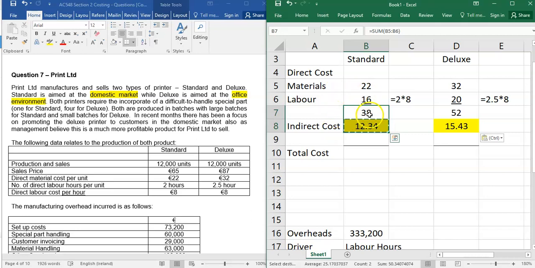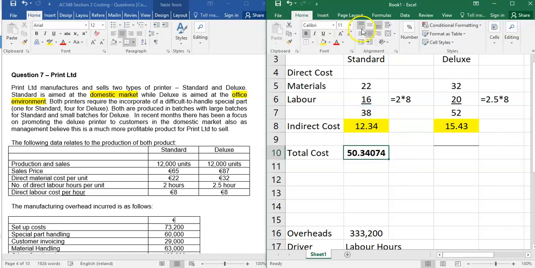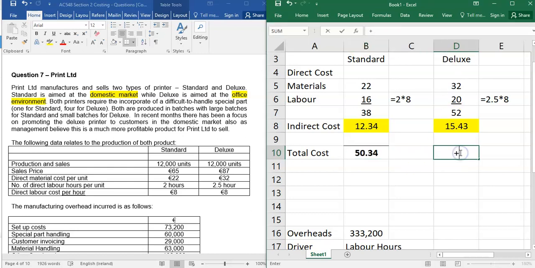So we now have our two costs, our direct cost and our indirect cost, our overhead, and when you add them together, the total cost for standard will be 50.34, and your total cost for deluxe will be 67.43. So that's your approach to the traditional system. You have a single bucket of costs, a single driver. You then get your sales price, which you're given in the question. You're selling a standard unit for 65, and deluxe for 87. And that gets your profit per unit.